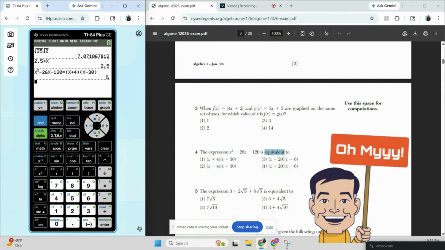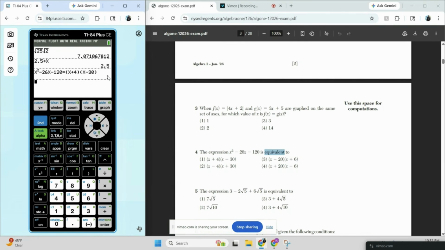I got choice 1, answer 1. This is Boolean. 1 means true, 0 means false. I know my answer is choice 1. Now, I tell my students, if I get true on my first shot, keep going. You want to make sure you didn't enter something wrong.